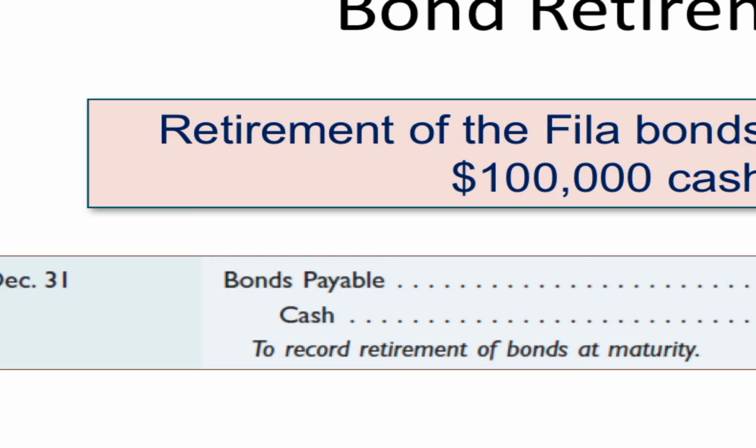Obviously, that's when you are paying off what you owe in principal. And as of that moment, right before you're paying it off, you've already eliminated any discount or premium. So all that's left is what you initially put in the bonds payable account, which would be the face value of the bonds.